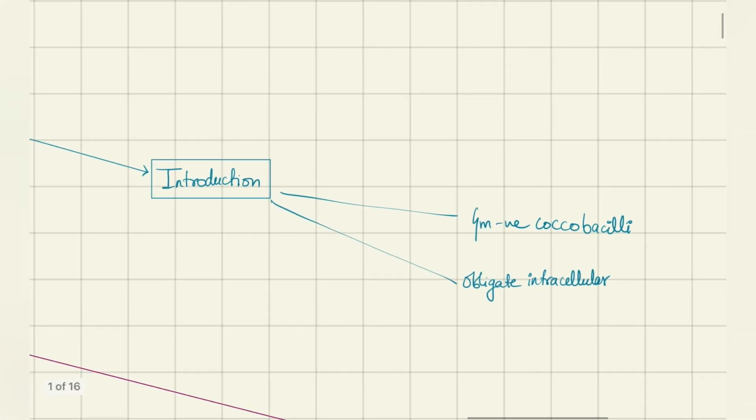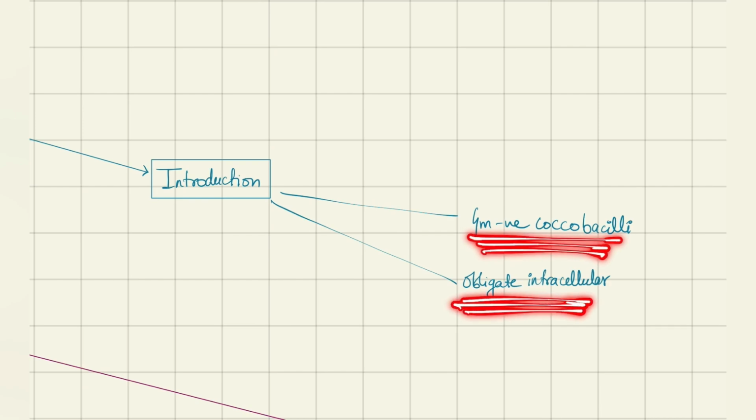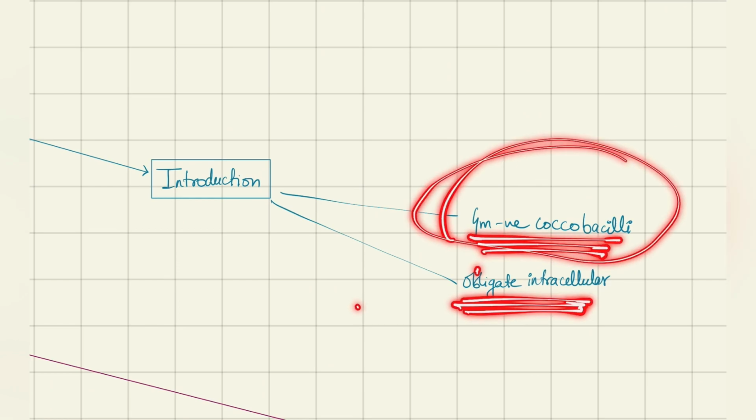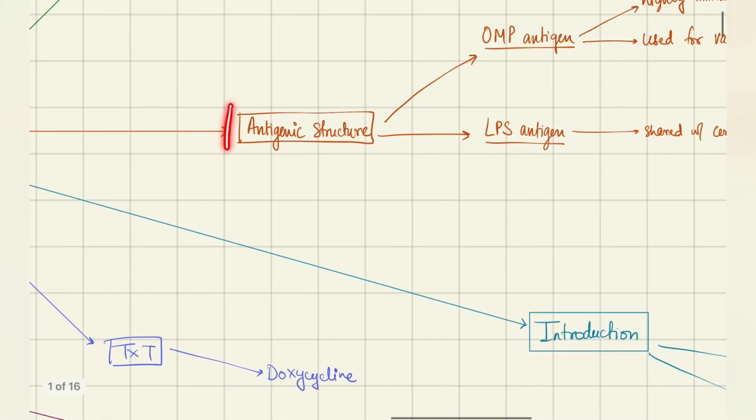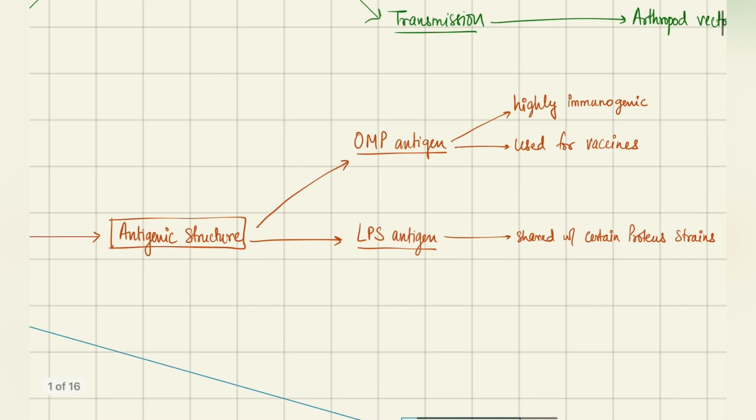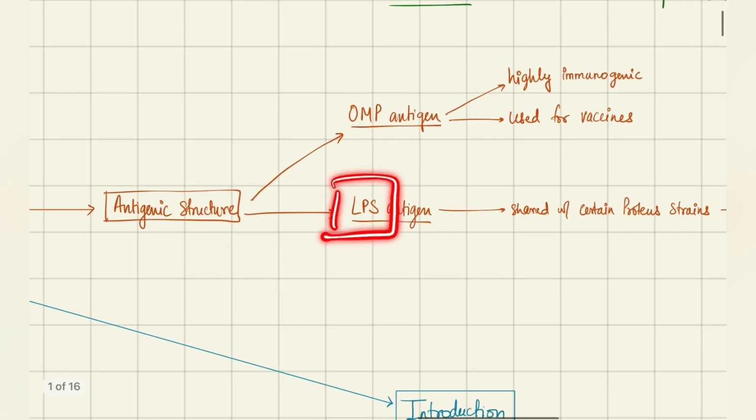So this Rickettsia is a gram-negative cocobacilli and it's an obligate intracellular organism. We'll reinforce this in the lab diagnosis, but gram-negative cocobacilli. Coming to the antigenic structure, we have two main antigens, the LPS antigen and the OMP antigen, lipopolysaccharide and outer membrane protein. And the LPS antigen holds a very significant role for the Rickettsia.